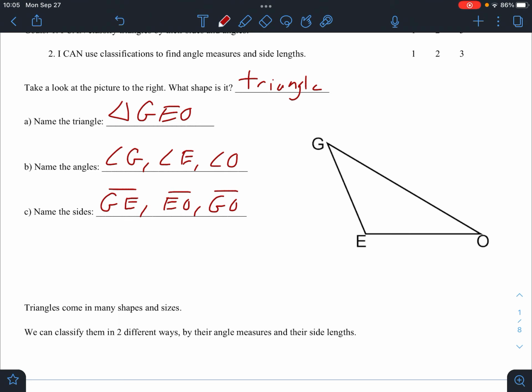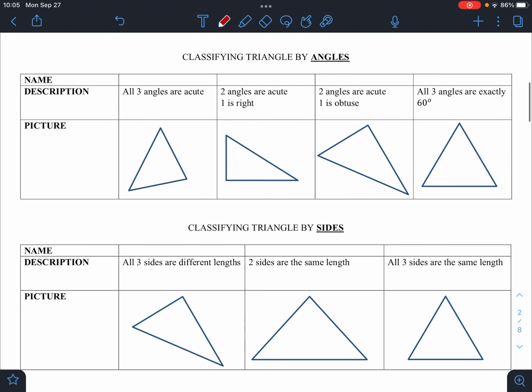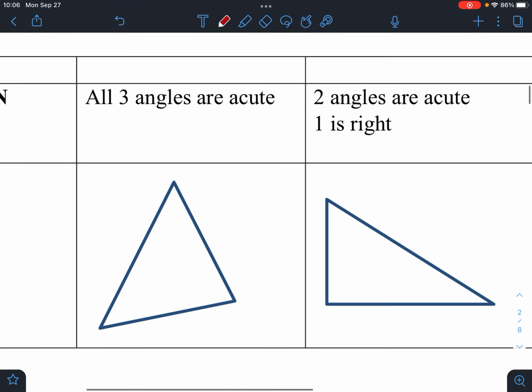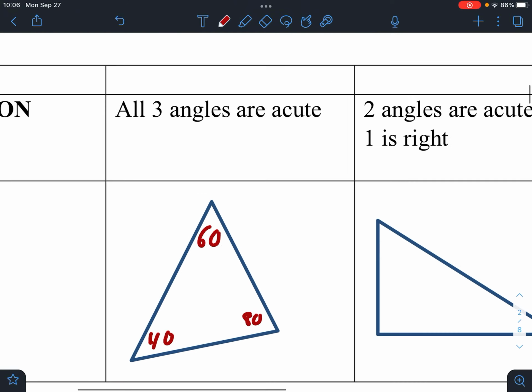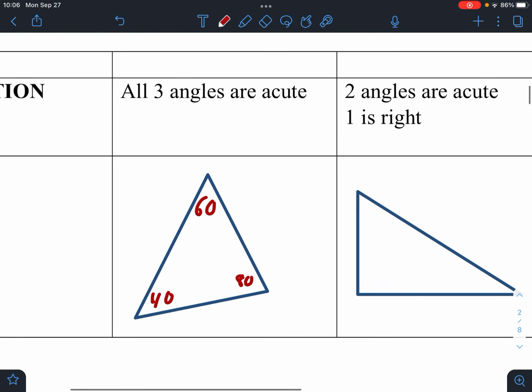Triangles do come in many shapes and sizes. We can classify them in two different ways, by their angle measures or by their side lengths. And that's what we'll look at on this next slide. To classify triangles by their angles, there are four different classifications. The first one: if all three angles are acute, so maybe that would look like this, a 40, 80, and 60. That's called simply an acute triangle.